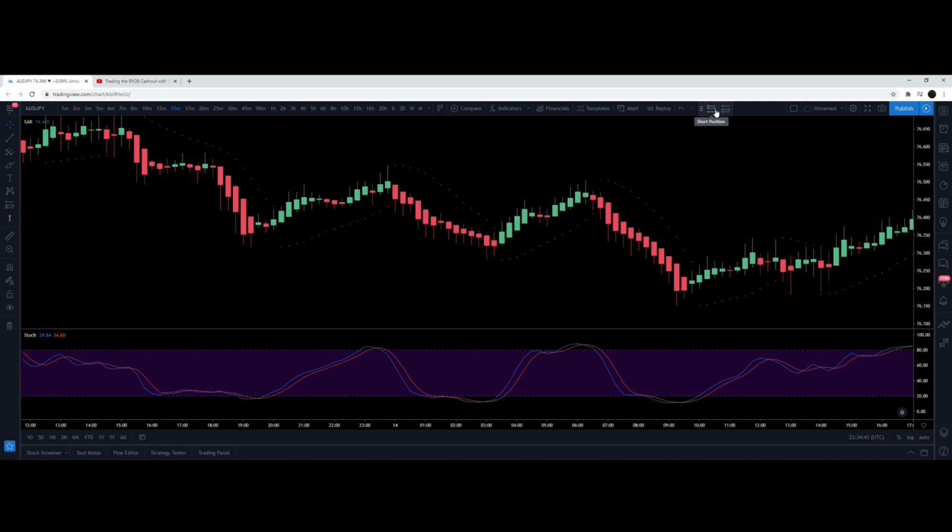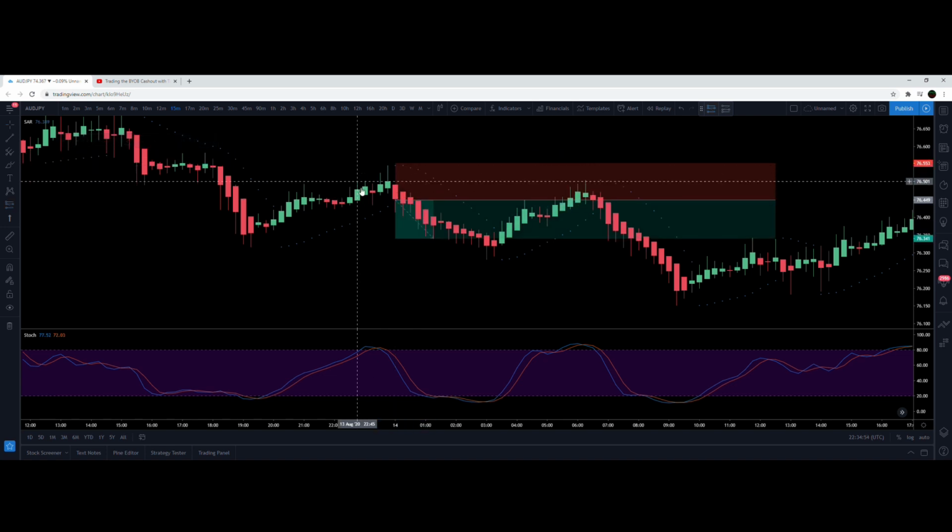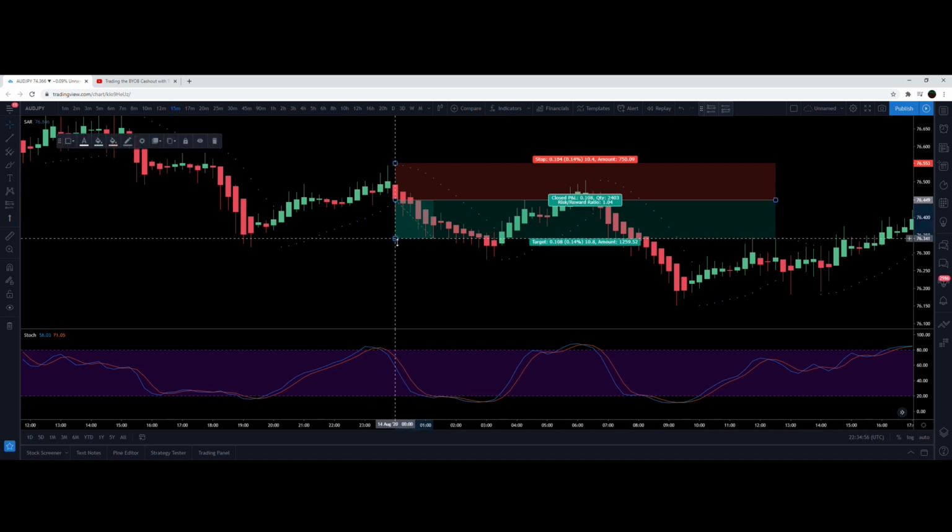So the target is going to be 10 pips every time. I'm just doing what they have outlined in the video. So stop loss just above the Parabolic Sar, and then 10 pips for the profit target.